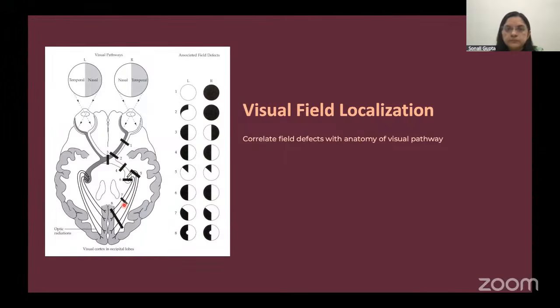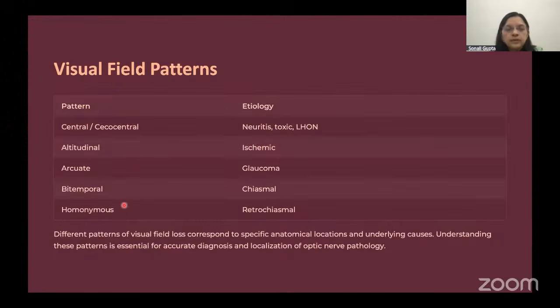So, as we discussed, based on the pattern of visual fields, it could be a central or centrocecal scotoma signifying an optic neuropathy. It could even be just an enlarged blind spot, which happens in papilledema. An altitudinal field defect signifies an ischemic optic neuropathy. Bitemporal or homonymous defects again show us a posterior cause. So, different patterns of field loss help us to narrow down the anatomic location.